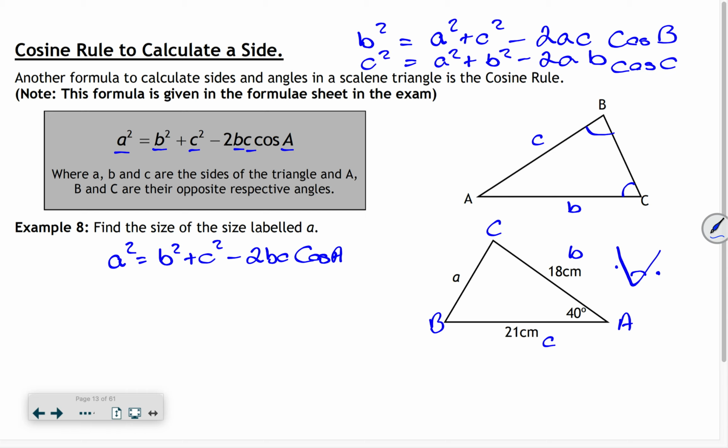And all we're doing here is just putting in what we know. So we're asked to find this side here. And in the cosine rule, we will always be asked to find the side which is opposite the angle that we're given. So all we're doing is just plugging in what we have here. So it's going to be a squared is equal to 18 squared plus 21 squared minus 2 times 18 times 21 times the cosine of 40.